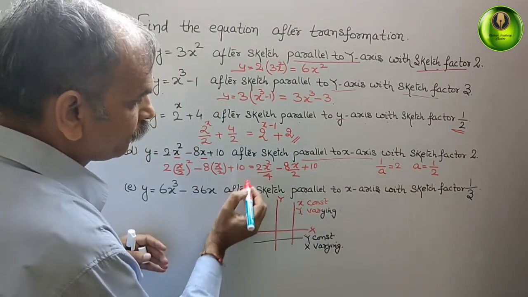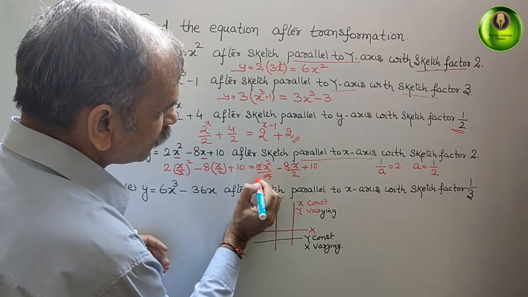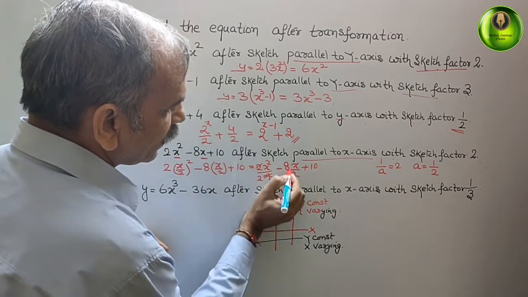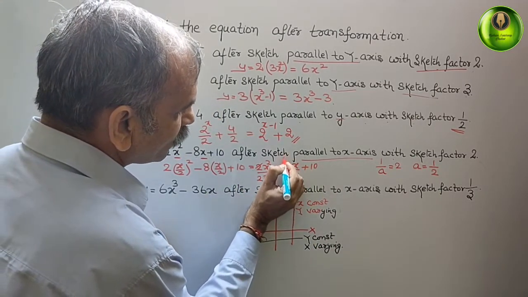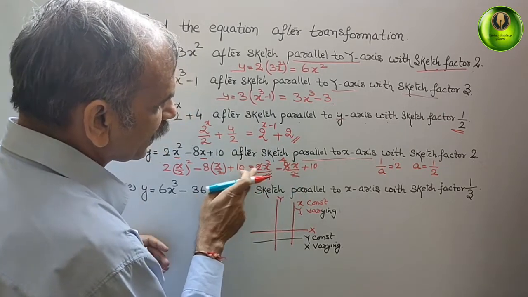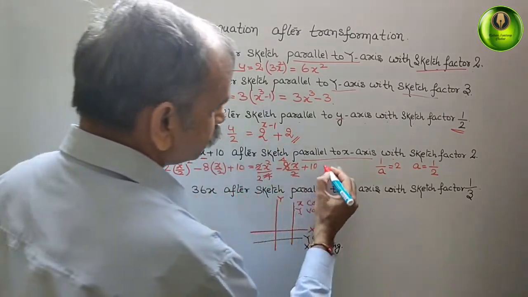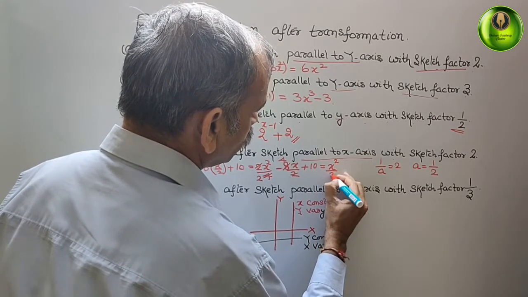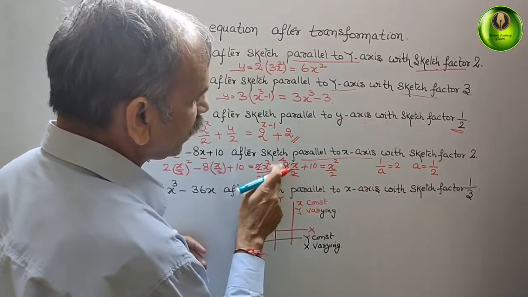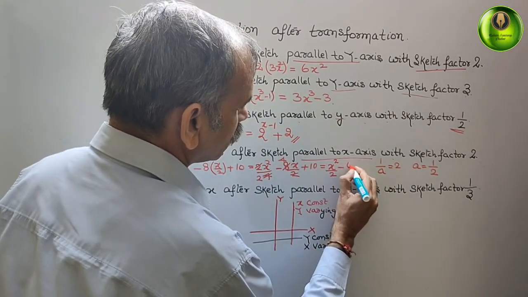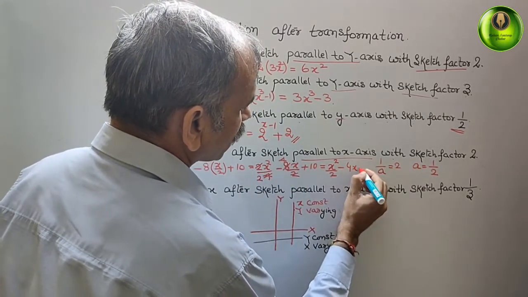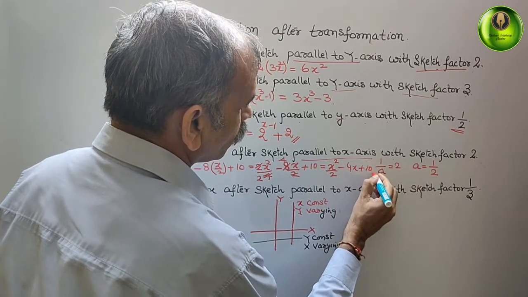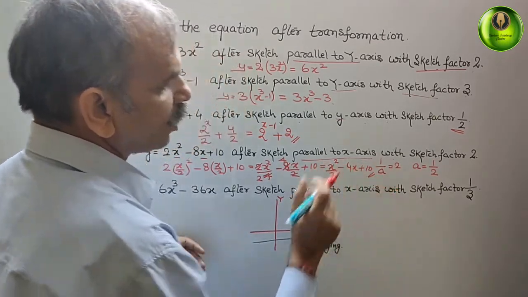Now we will cut it. 2 and 4, that means 2 times. And here 2 and 8, that means 4 times. So here you will get x square by 2. And here you will get minus 4x. And here plus 10. So this is your answer now.